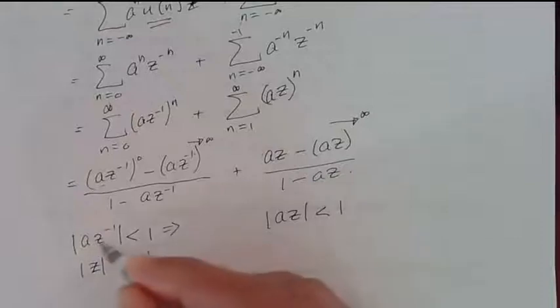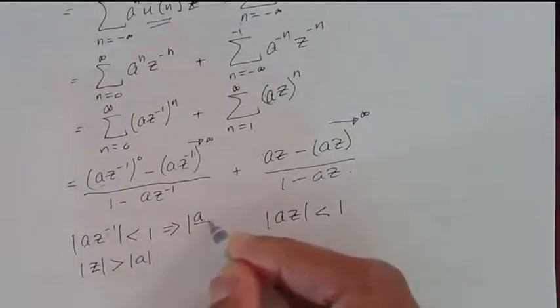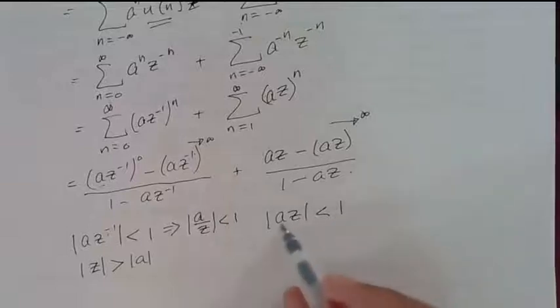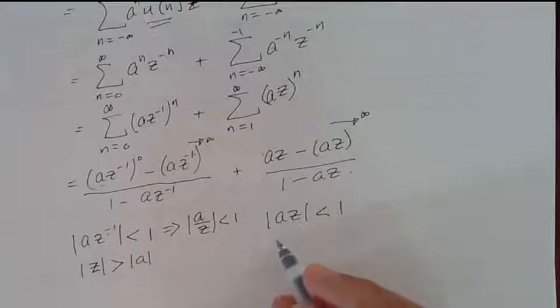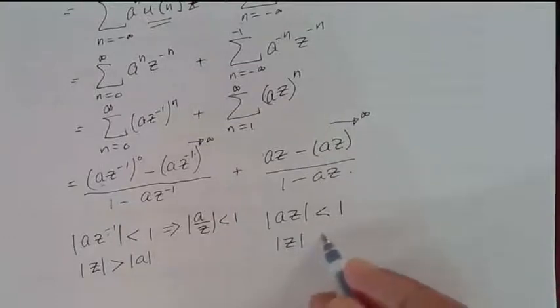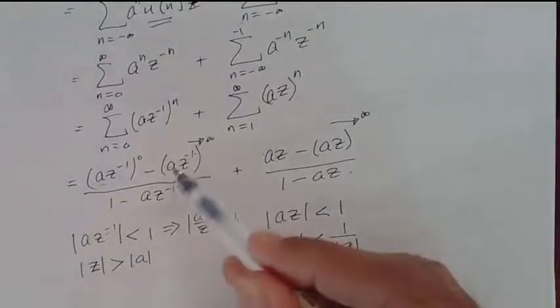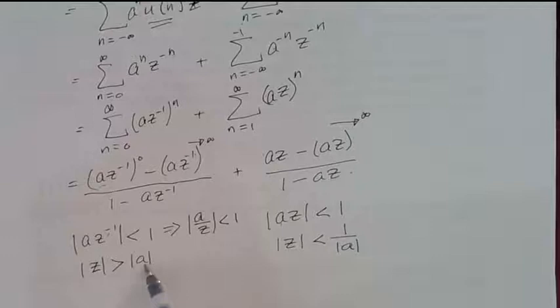Because this thing, a z to the minus 1, is the same thing as a over z, and then I can take z over onto this side, and I get z is greater than a, and I wrote it like this. Okay, for this one, I have a z is less than 1. Now, if I take a to the other side, I have to divide it. So that means that z is less than 1 over a. So for this to converge, the magnitude of z has to be greater than a. For this to converge, the magnitude of z has to be less than 1 over a.